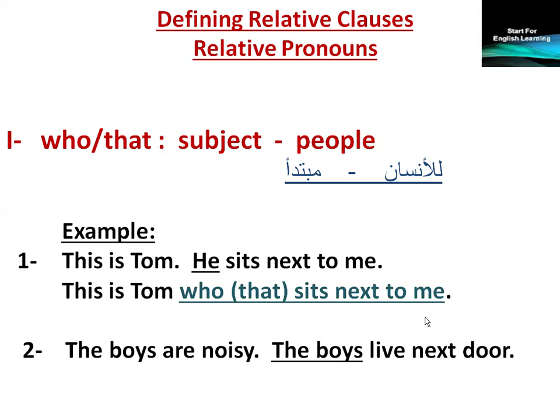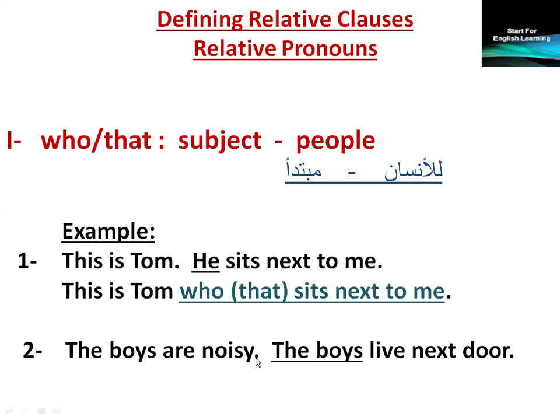Two: the boys are noisy, full stop, the boys live next door. Now we focus on the second sentence. Where is the repeated word? The boys. What place does it take in the sentence? It is the subject and it refers to people. So the choices are who or that.